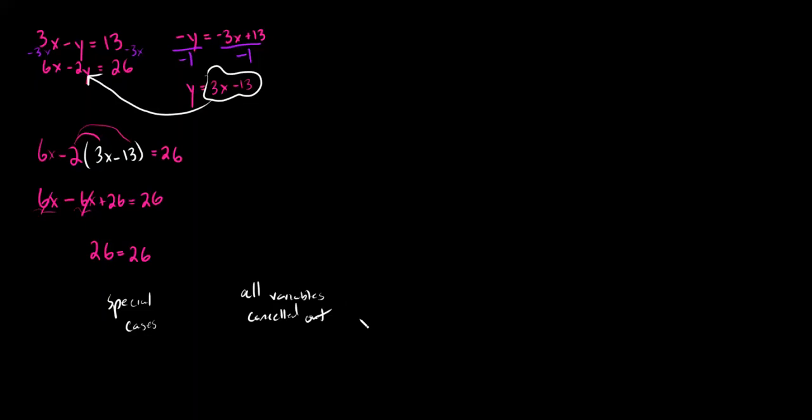So when all of our variables cancel out, one of two things can happen. You can either have no solution, or you can have infinitely many solutions, okay? And this is only going to happen when all your variables cancel out, okay? If all your variables cancel out and you're left with a statement that is false, so 26 equals 26 is our statement. If that statement is false, we're going to have no solution.